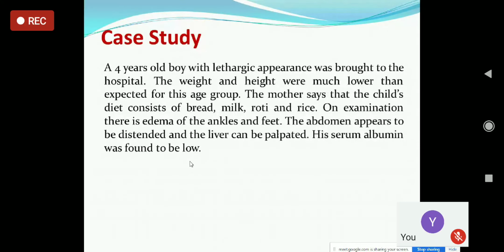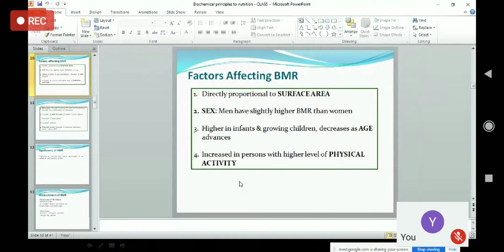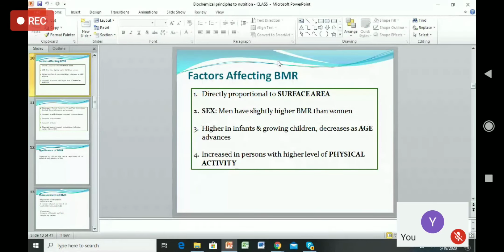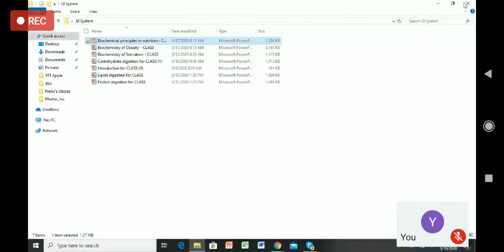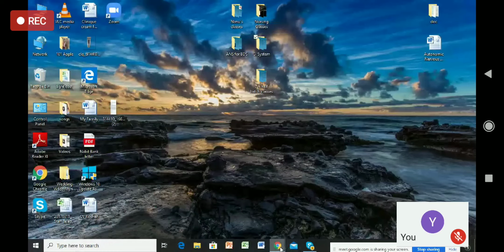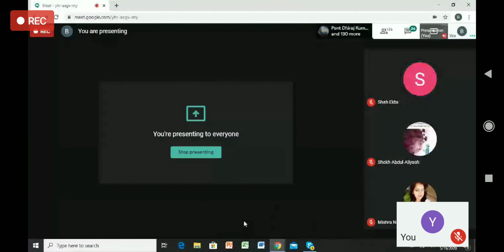So, okay. So, this completes our gastrointestinal system. So, from the next class, hepatobiliary system will be started.